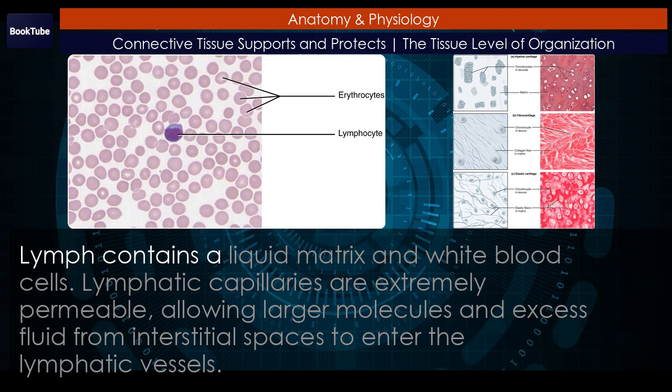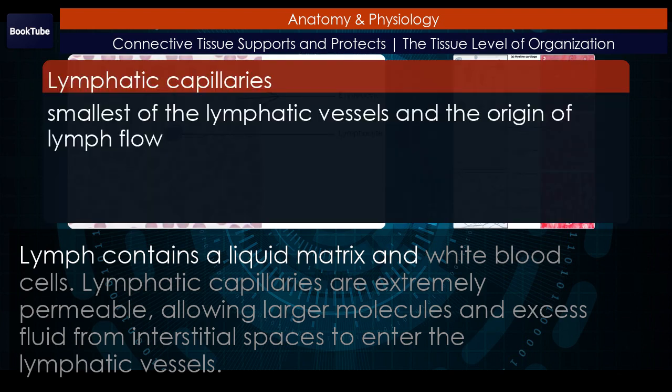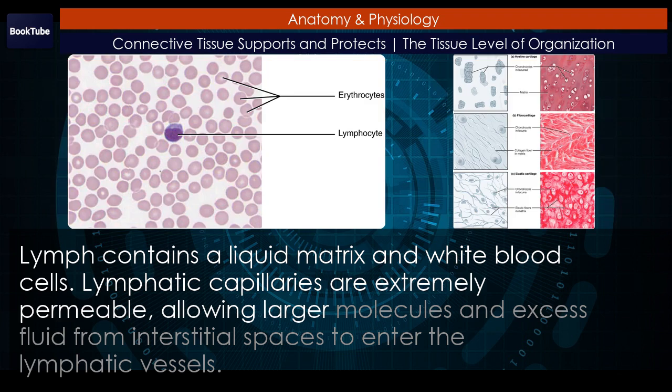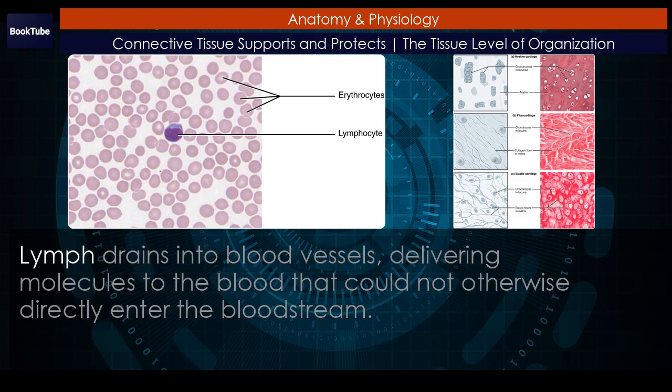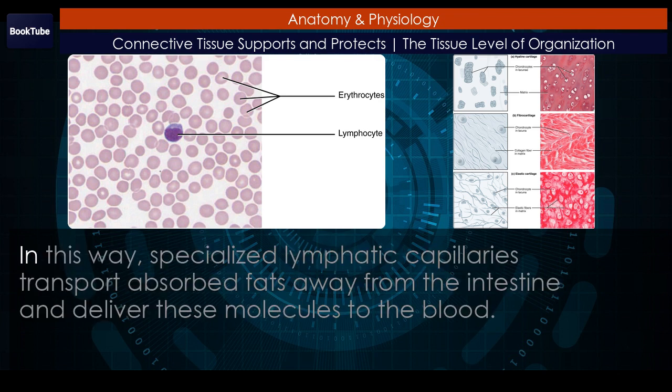Lymph contains a liquid matrix and white blood cells. Lymphatic capillaries are extremely permeable, allowing larger molecules and excess fluid from interstitial spaces to enter the lymphatic vessels. Lymph drains into blood vessels, delivering molecules to the blood that could not otherwise directly enter the bloodstream. In this way, specialized lymphatic capillaries transport absorbed fats away from the intestine and deliver these molecules to the blood.